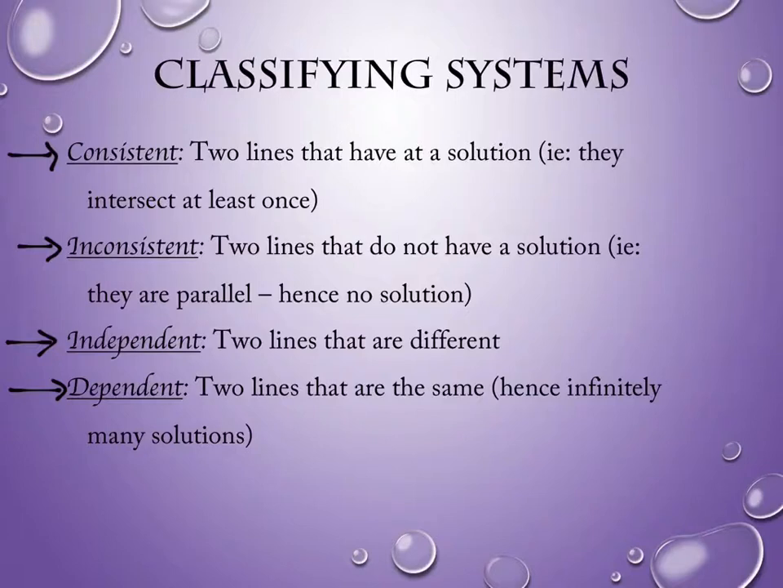Consistent is two lines that have a solution. A solution simply means they intersect at least once. So if consistent means they intersect at least once, inconsistent would mean they don't. And if they don't intersect, it means they're parallel. Another way to describe would be independent versus dependent. Independent are two lines that are actually different. They're not the same line. So dependent would mean that they are the same line.